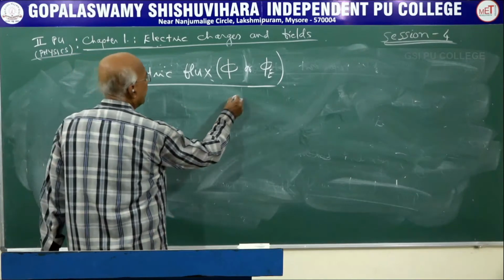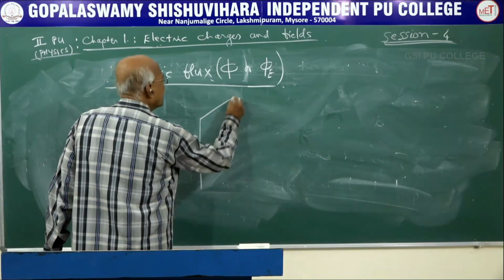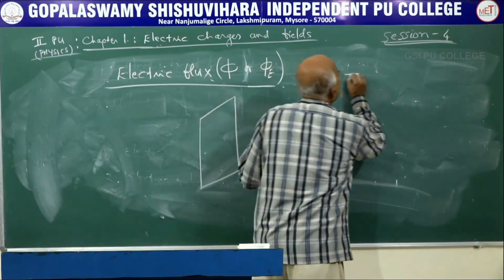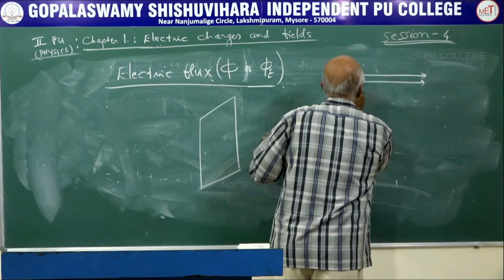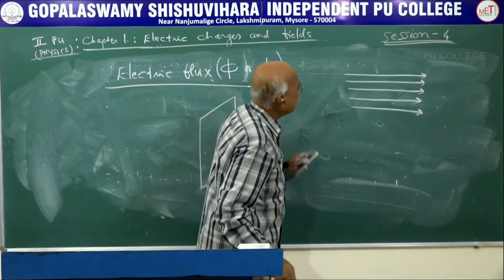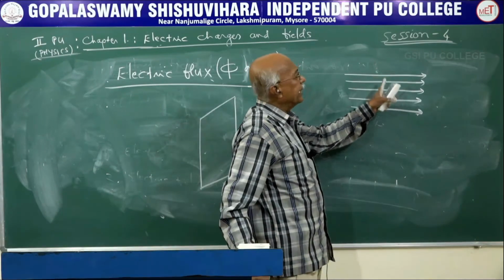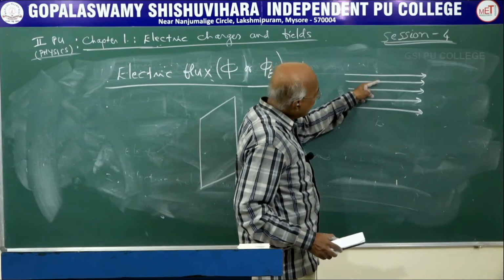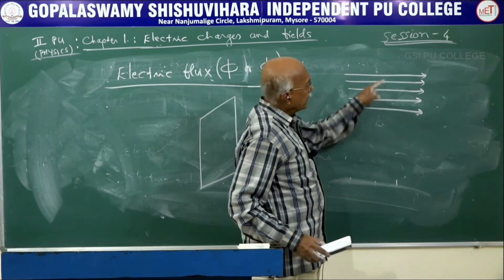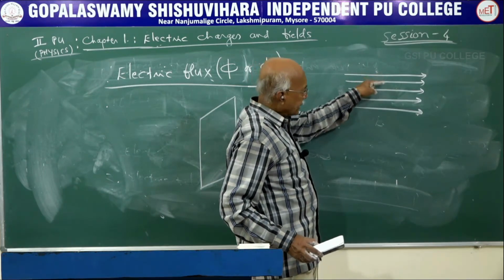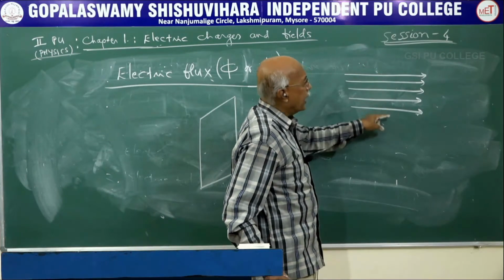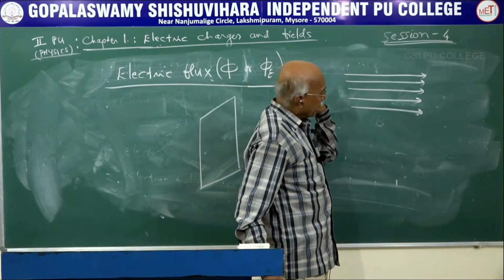Now consider a case like this. We will draw a diagram like this. Remember that when parallel lines are drawn, whether it is a case of electrostatics or magnetism, it indicates that the field is uniform. When parallel lines are drawn, the electric field is uniform. In the case of magnetism, when parallel lines are drawn, it indicates a uniform magnetic field.